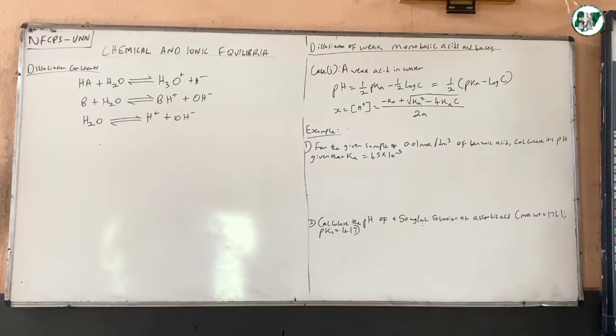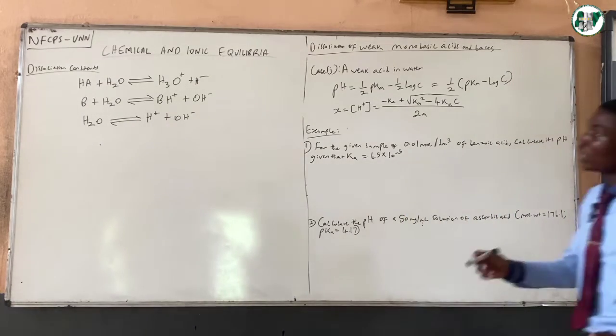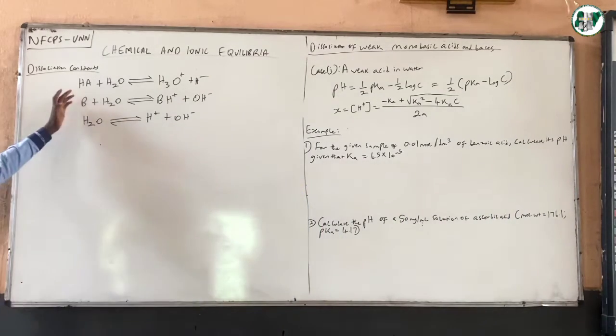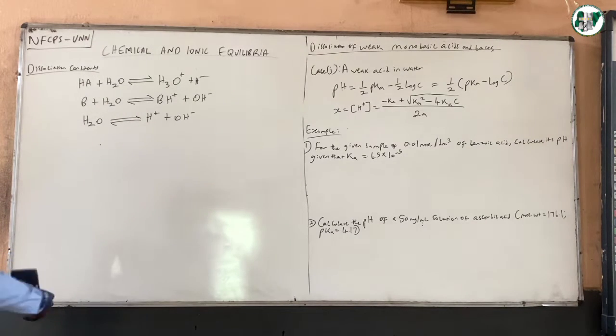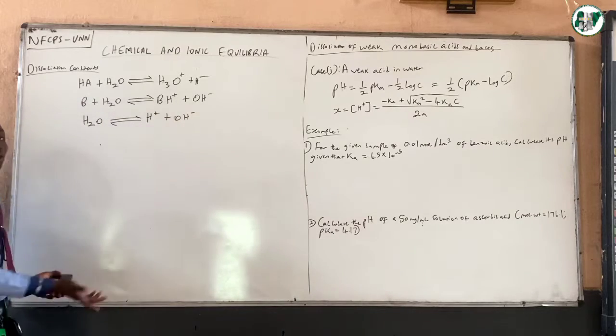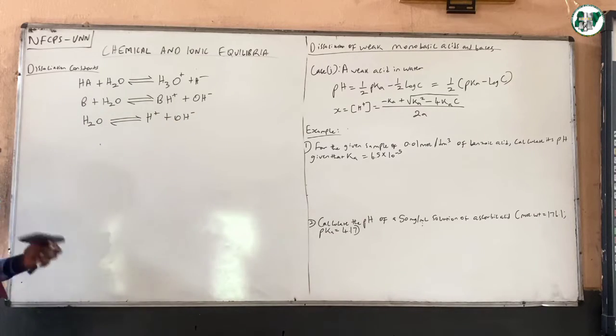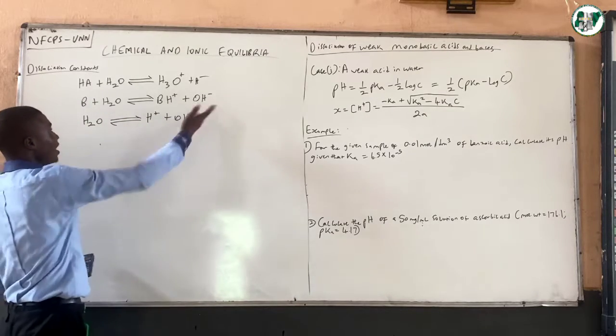So I'm going to be showing you how we can calculate the dissociation constant for acids. For a base, this is a base plus H2O. We know that a base is actually a proton acceptor. So this B accepts a proton, and then when a base dissolves in water, it releases hydroxide. So it's releasing hydroxide.